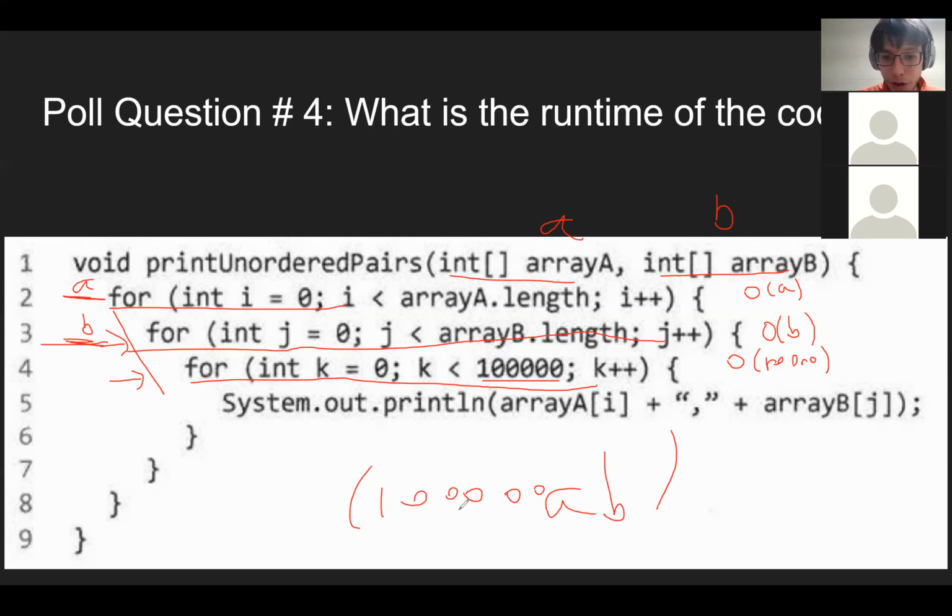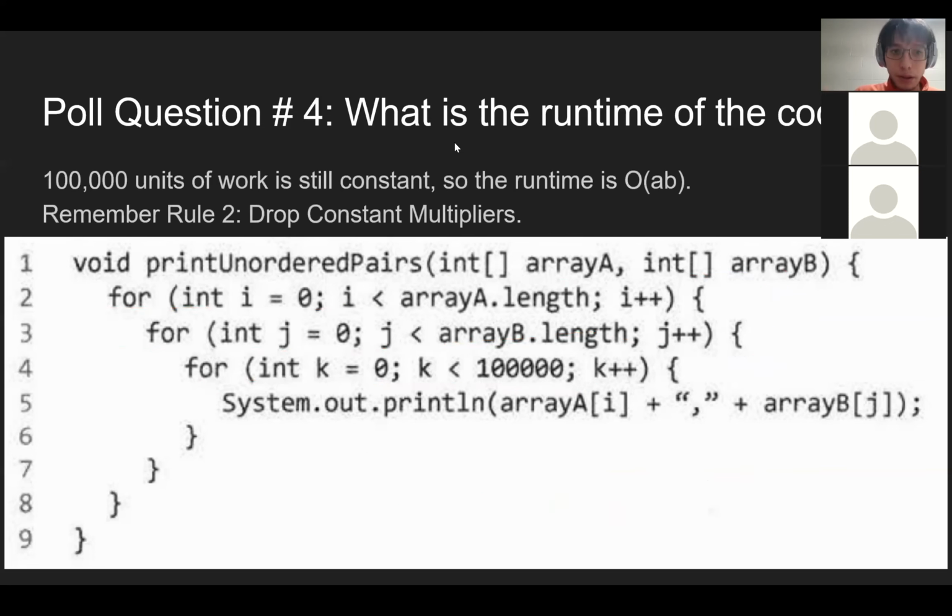And here, we just drop this constant term. Even though it's large, we still drop the constant. And so we're just left with big O of AB. And if we look at the answer here, that's what we have. So 100,000 is still a constant, even though it's large. We drop the constant multiplier, so we end up with AB. And now let's move on to the next.